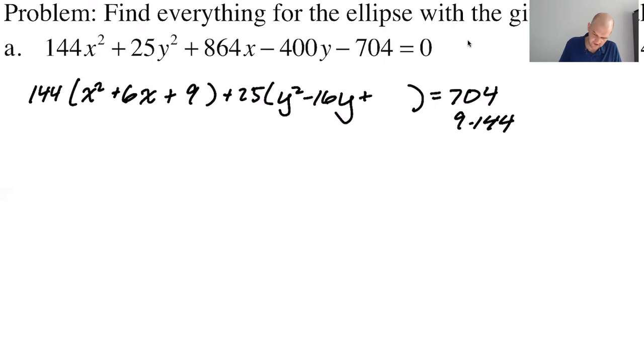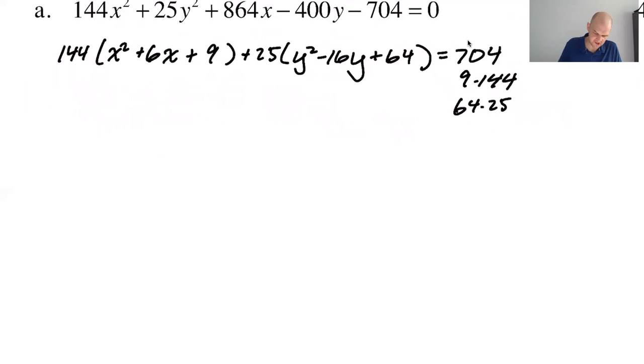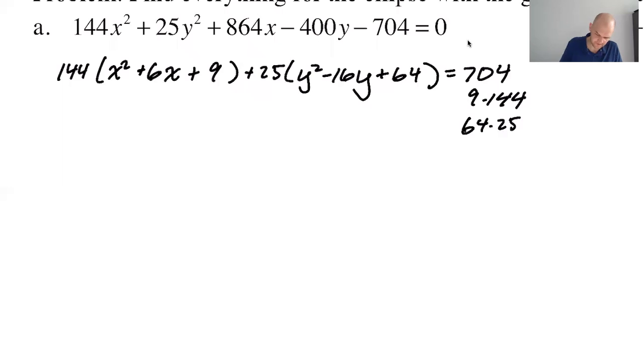And then here, divide by 2 squared is 64. 64 times 25. I'm going to try to cheat on this. Try and see what happens. Well, maybe. I don't even know if I can. No, I probably can't. So this will be 144 times x plus 3 squared plus 25 times y minus 8 squared.